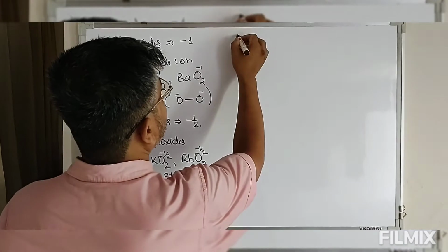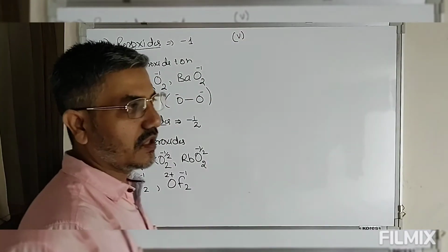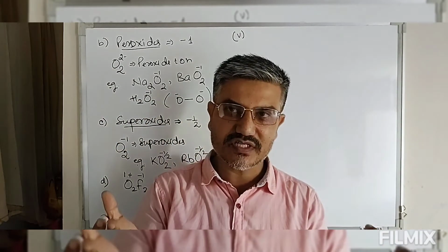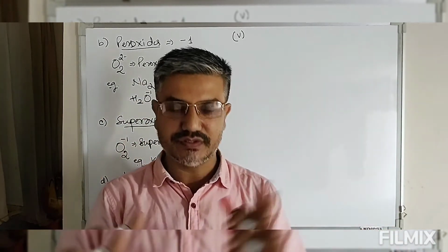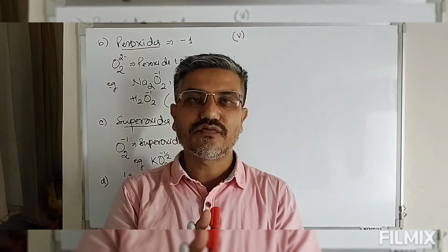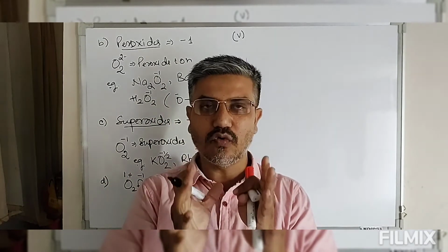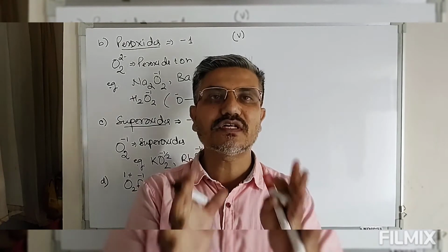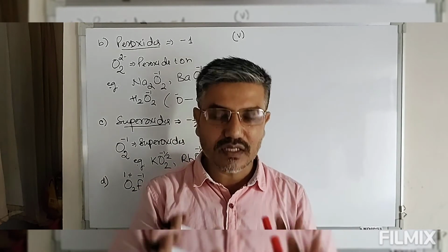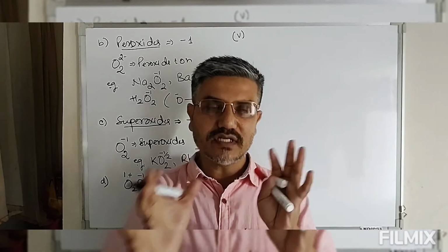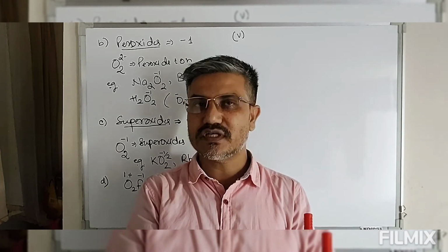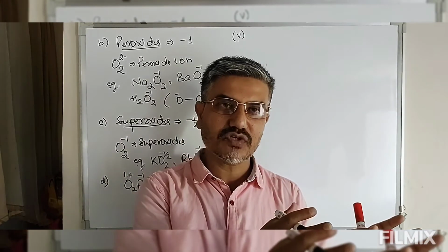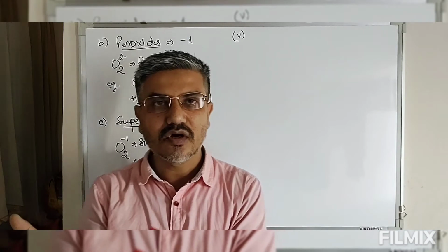Rule number 5. Now we have a particular species, whether this is a neutral species, a positively charged species or a negatively charged species. The sum of the oxidation states of all the atoms present in the species will always be equal to the total charge carried by the species. If this is a neutral species, the charge will be 0. If this is an anion, we will have a negative charge. If this is a cation, we will have a positive charge.